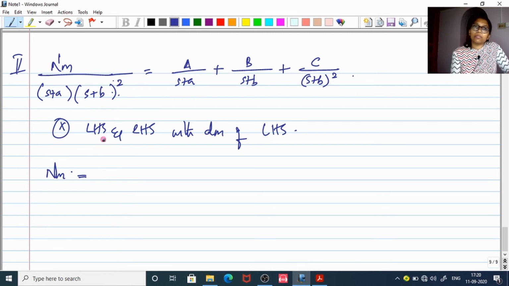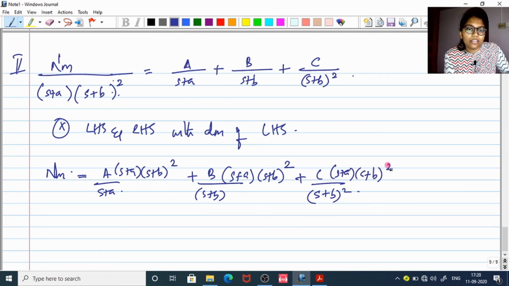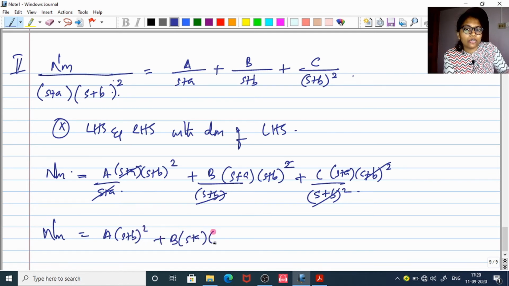So in the LHS, when multiplied with the denominator, you will be left with only the numerator, and numerator can be any polynomial. It is equal to a divided by s plus a into s plus a, s plus b whole square plus b divided by s plus b, s plus a, s plus b whole square. That is, for each term we are multiplying the denominator of LHS. Now cancelling, you can have numerator equal to a into s plus b whole square plus b into s plus a into s plus b plus c into s plus a.